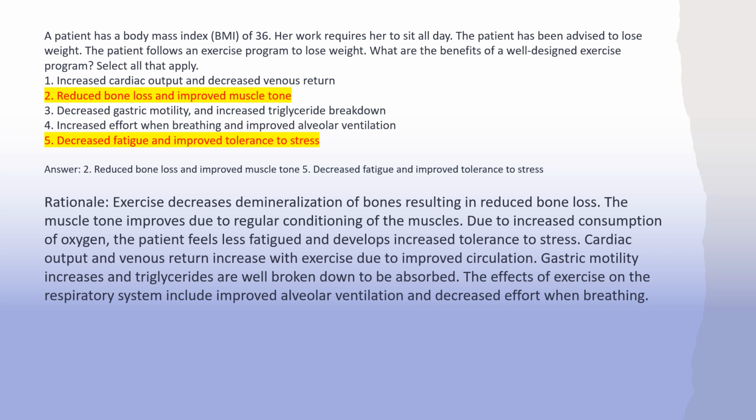Cardiac output and venous return increase with exercise due to improved circulation. Gastric motility increases and triglycerides are well broken down to be absorbed. The effects of exercise on the respiratory system include improved alveolar ventilation and decreased effort when breathing.